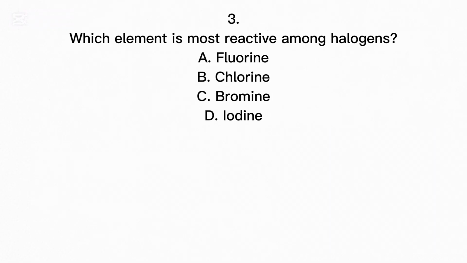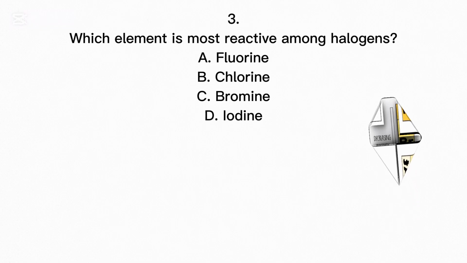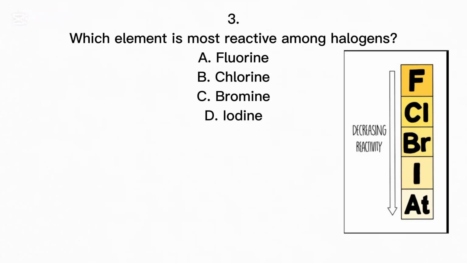Question 3 says, which element is most reactive among halogens? A. Fluorine, B. Chlorine, C. Bromine, D. Iodine. Now, these are all halogen group elements. These elements are in group 7. So if your chemistry is good, you know that the reactivity of elements in group 7 decreases down the group. So the right answer here is fluorine, because fluorine is the first element before chlorine, bromine, and iodine.